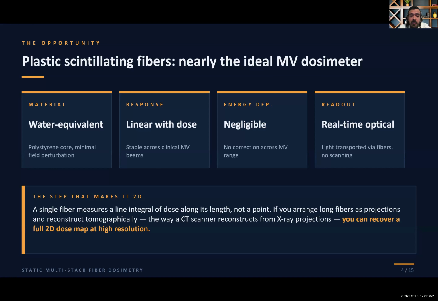Crucially, the signal is optical, which means it can be transported through fibers and read out in real time. On its own, a single fiber only measures a line integral of dose along its length, like an X-ray projection through a patient. But just as a CT scanner reconstructs a 2D slice from many X-ray projections, if we arrange long scintillating fibers cleverly and treat each fiber as a projection, we can reconstruct a full 2D distribution tomographically. That's the foundation we are building on.